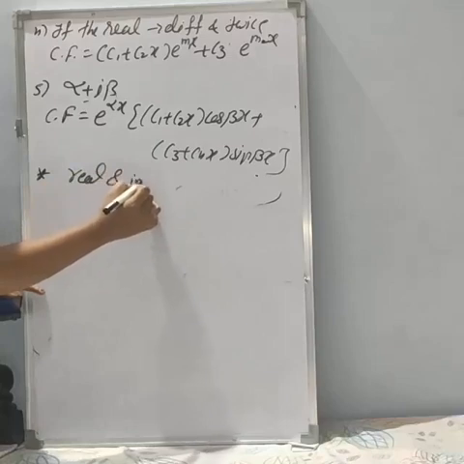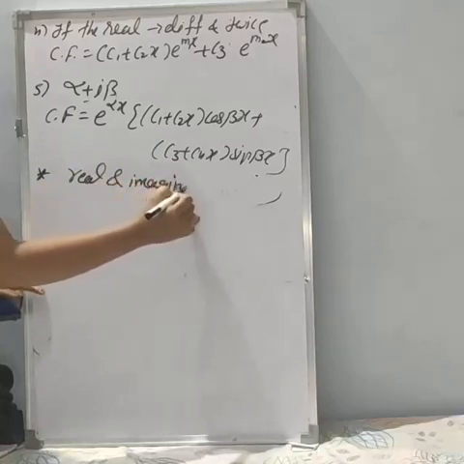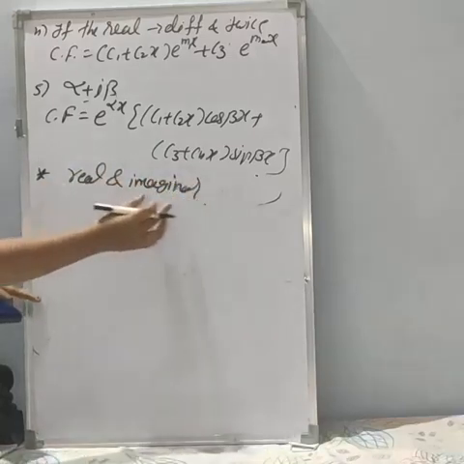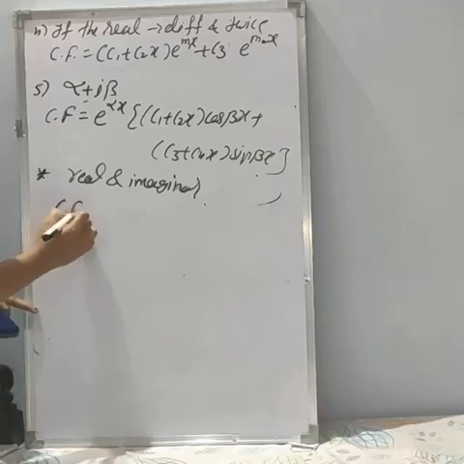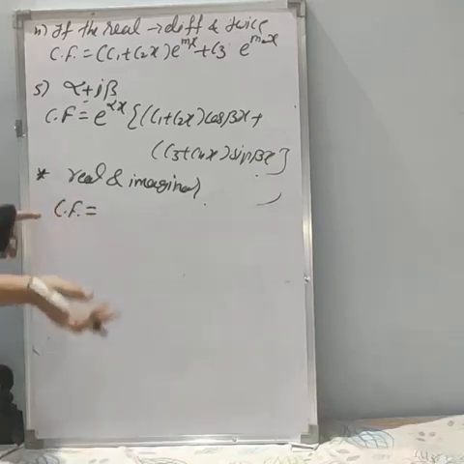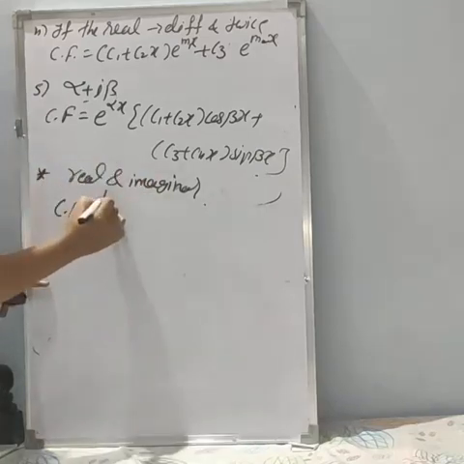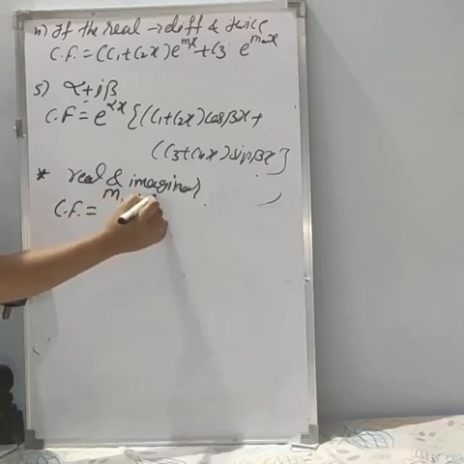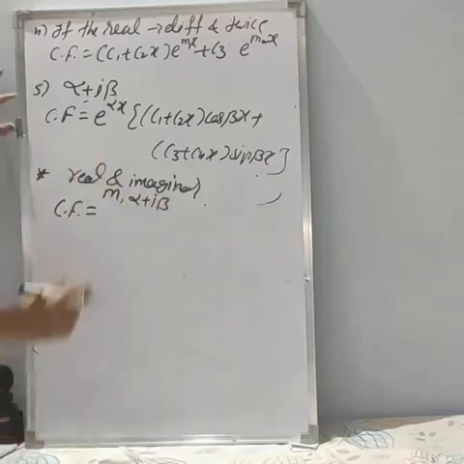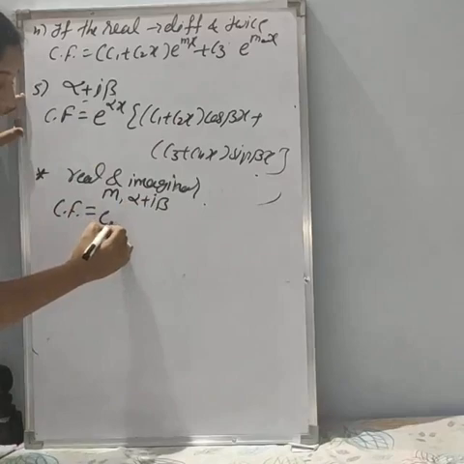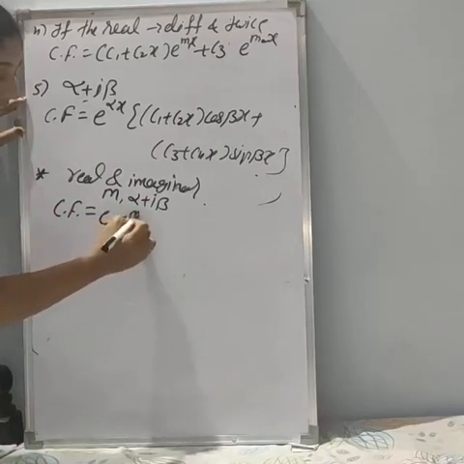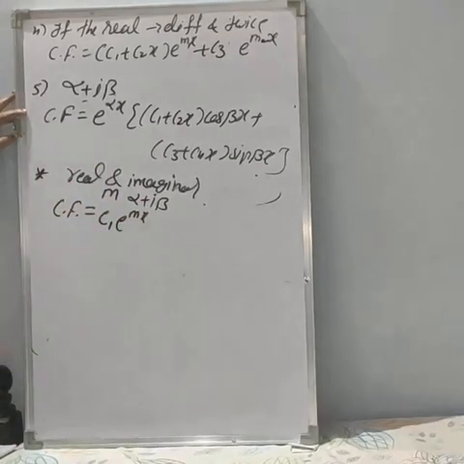And one more case, that is if one root is real and one root is imaginary, in the form of alpha plus i beta. Either you can write the first for real or the next for imaginary, no problem. Suppose m is the real number, and you get one root that is alpha plus i beta, then the complementary function is c1 e to the power of mx.